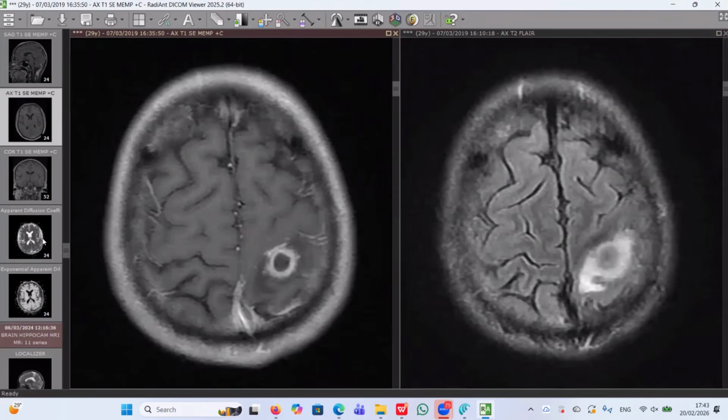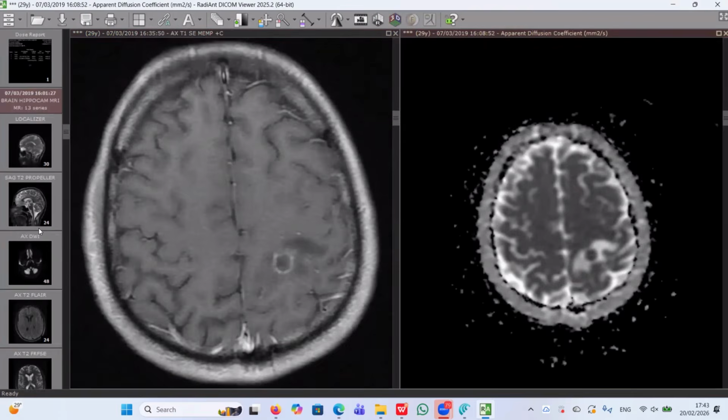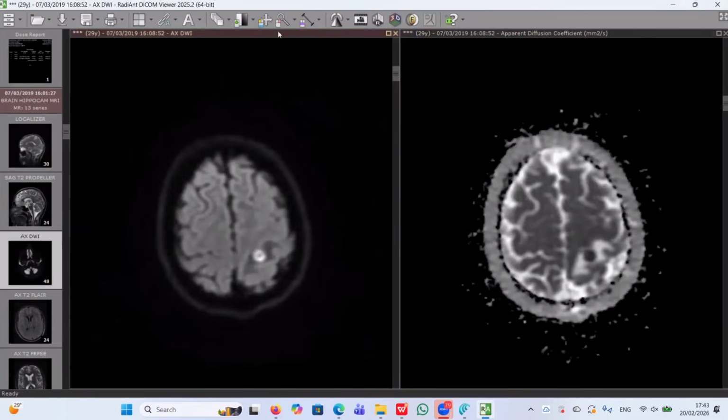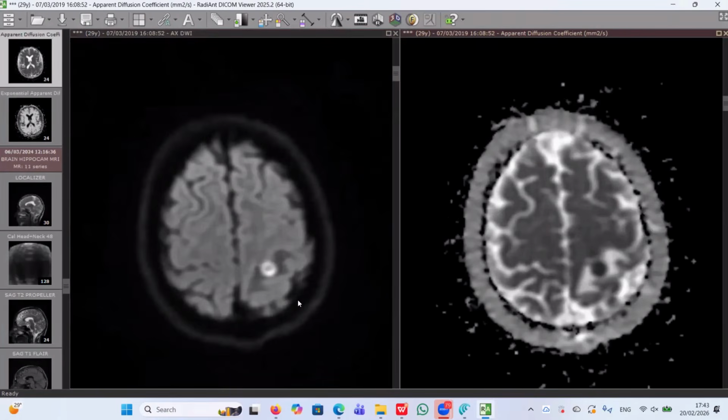I will give you the diffusion and the ADC map. It may help you. On the ADC, there is diffusion restriction in the periphery. Yes, you are right. Not abscess. Not glioblastoma.